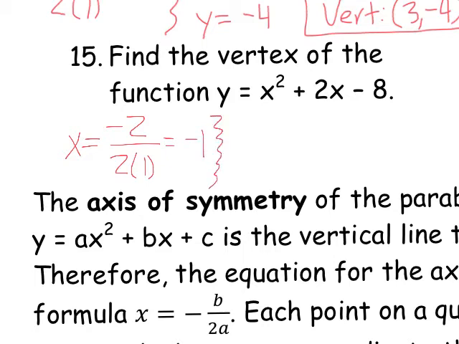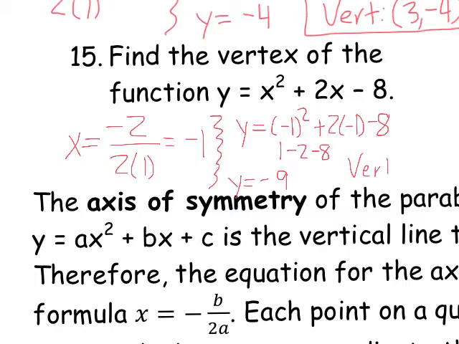Okay, now I need to plug it into my function to find y. So y equals, I have negative 1 squared plus 2 times negative 1 minus 8. So I plug in my negative 1, now I can solve for y. So negative 1 squared is negative 1 times negative 1, that's positive 1. 2 times negative 1 is minus 2, minus 8. 1 minus 2 is negative 1. Minus 8 would be negative 9. So I have y equals negative 9. So what is my vertex? Good. Negative 1, negative 9, right? Always x comma y.